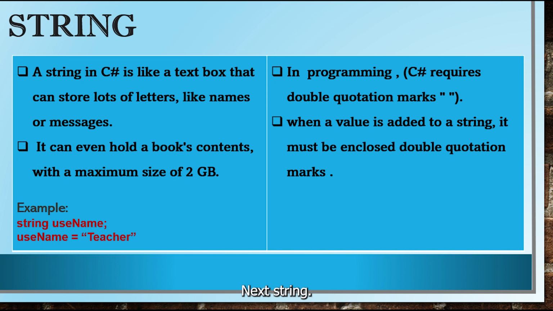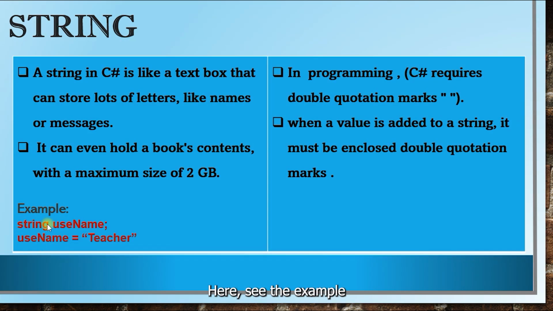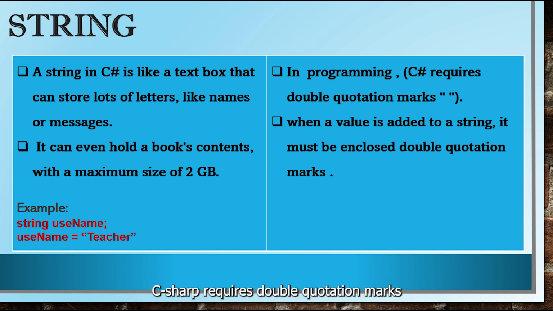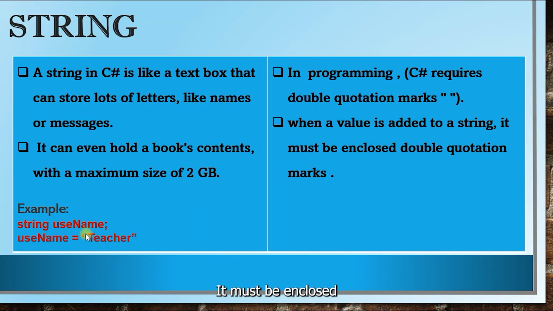Next, string. A string in C# is like a text box that can store lots of letters like names or messages. It can even hold a book's contents with a maximum size of 2 GB. Here, see the example. In programming, C# requires double quotation marks. When a value is added to a string, it must be enclosed in double quotation marks.